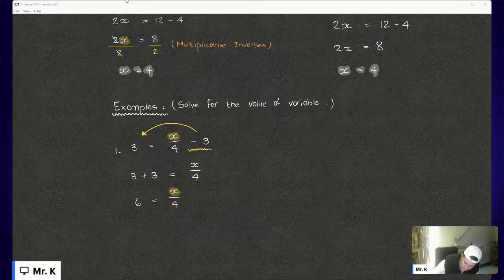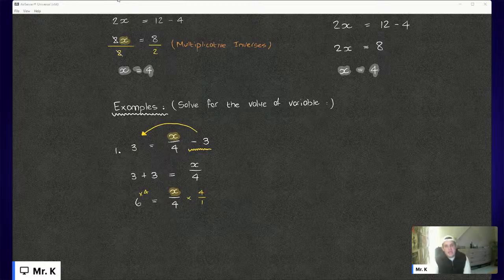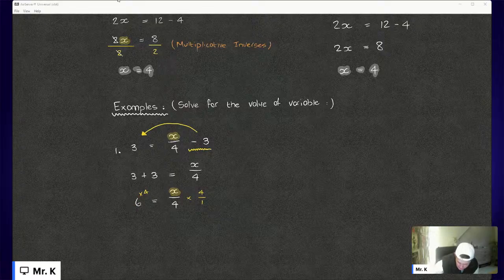So to reverse the effect of dividing by 4, I can multiply by 4 on both sides of the equation, right? And on the right-hand side, I've written multiplying by 4 as a fraction of 4 over 1, just so that it's a little bit more obvious that we are cross-canceling. On the left-hand side, 6 times 4 is going to give us 24. And on the right-hand side, we can see that our 4's are going to cancel, leaving us with x times 1, or 1x, which is just written as x.